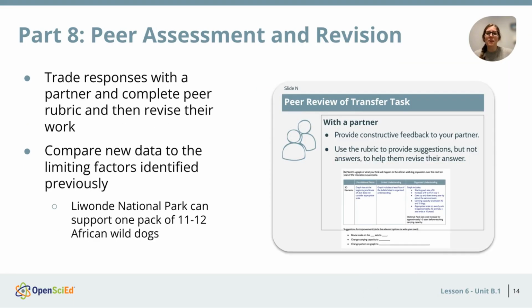In Part 8, they're going to be completing a peer assessment and revision. They're going to trade their responses with a partner, complete a peer rubric, and then revise their work. And they're going to compare new data to the limiting factors identified previously. They're going to learn through this that the national park can support one pack of 11 through 12 African wild dogs. They're going to be comparing the information that they have about this new location to what they learned are the minimum requirements for African wild dogs in questions 1 through 7.